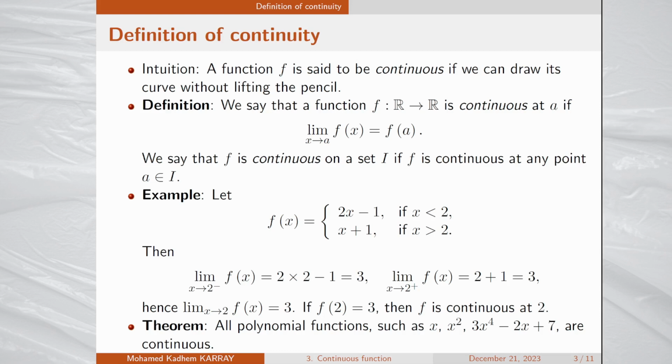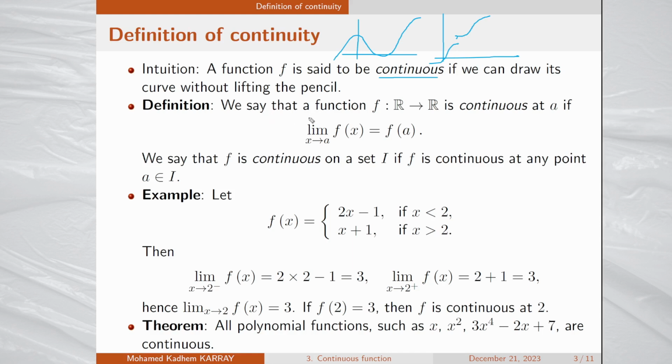So the intuition behind this notion is as follows. A function is said to be continuous if we can draw its curve without lifting the pencil. Here's an example. This function here is continuous since I can draw its curve without lifting my pencil. The second example here is not continuous at this point since I was obliged to lift my pencil to draw its curve.